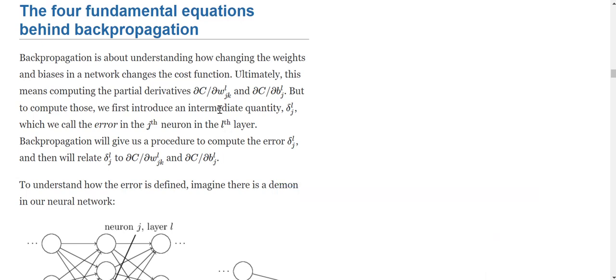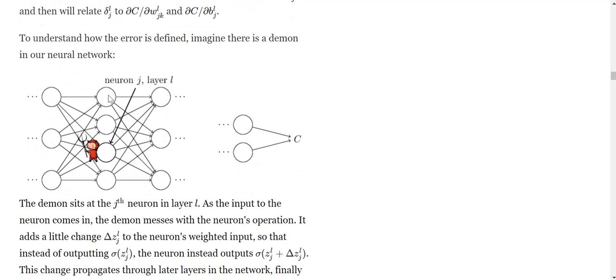The four fundamental equations behind backpropagation. Backpropagation is about understanding how changing the weights and biases in a network changes the cost function. Ultimately, this means computing the partial derivatives, but to compute those, we first introduce an intermediate quantity, delta j^L, which we call the error in the jth neuron in the Lth layer. Backpropagation will give us a procedure to compute this error, and then we'll relate the error to the partial derivatives. So they are now introducing a new quantity, which would be the error in the jth neuron in the Lth layer. Okay, so now they are going to define what the error really is.